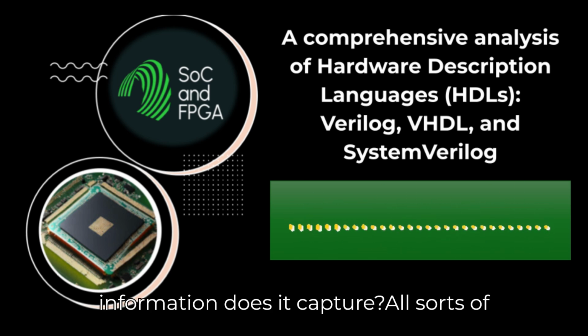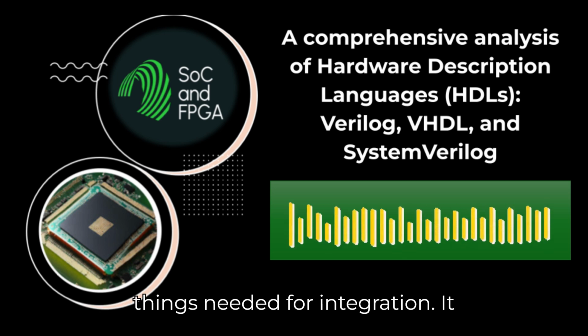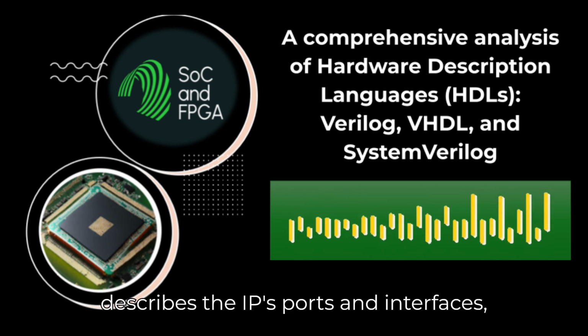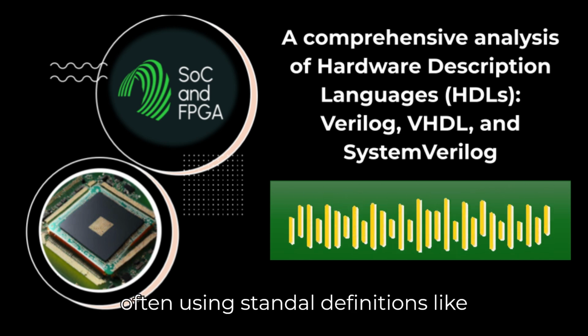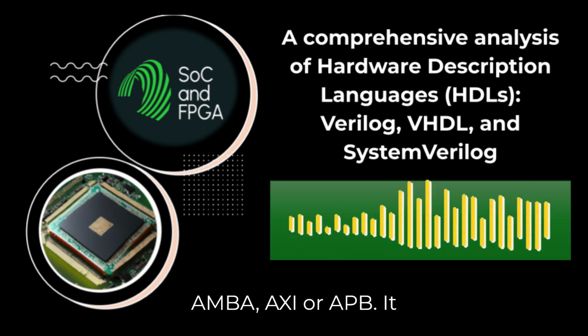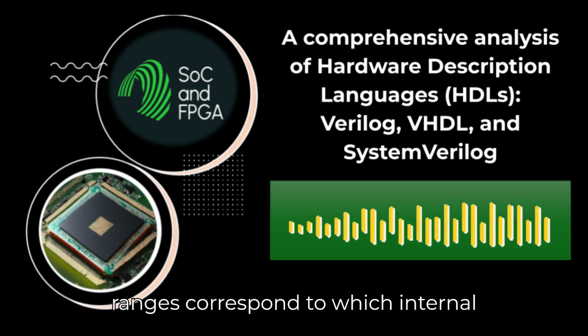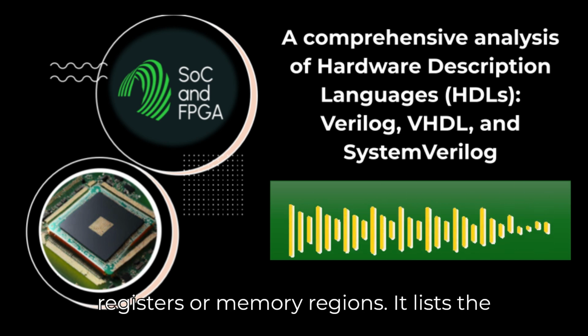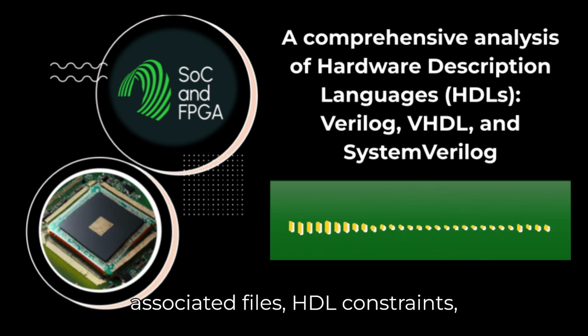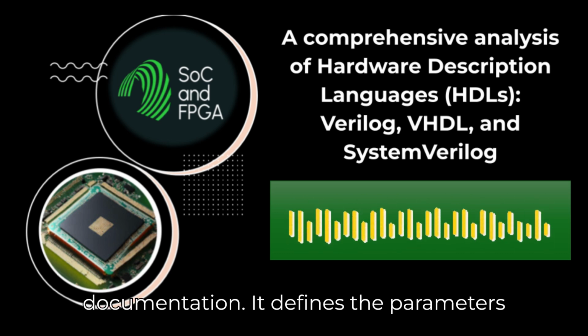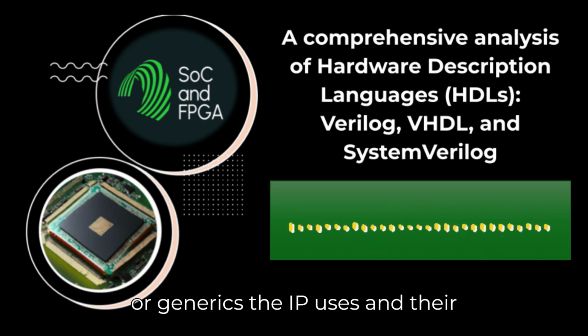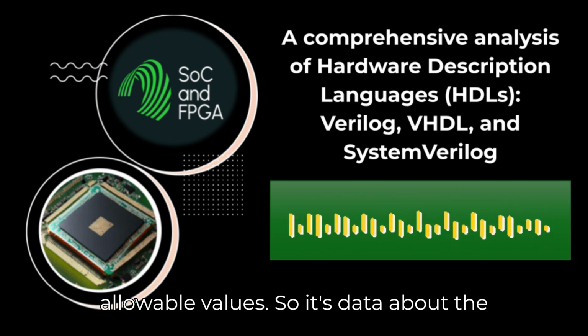What kind of information does it capture? All sorts of things needed for integration. It describes the IP's ports and interfaces, often using standard definitions like AMBA, AXI, or APB. It details the memory maps, which address ranges correspond to which internal registers or memory regions. It lists the associated files, HDL, constraints, documentation. It defines the parameters or generics the IP uses and their allowable values. So it's data about the data.